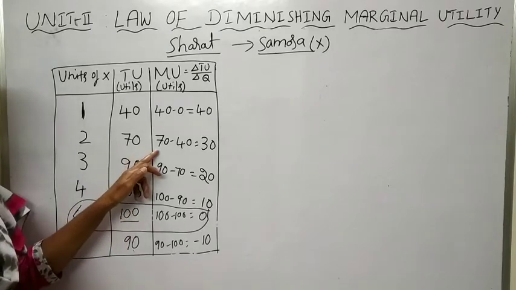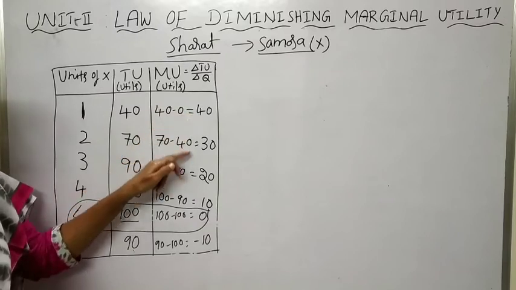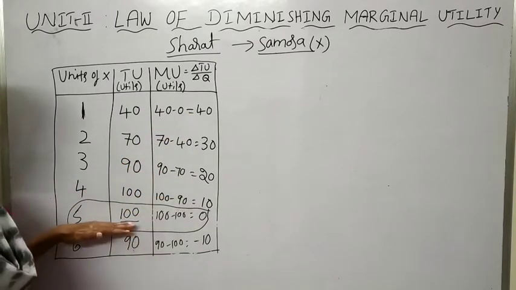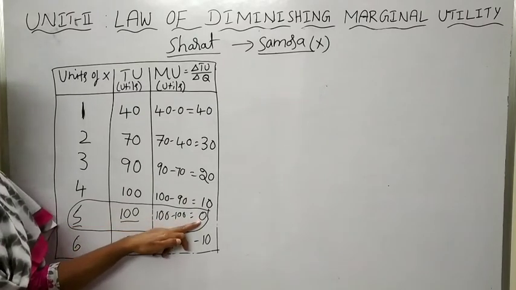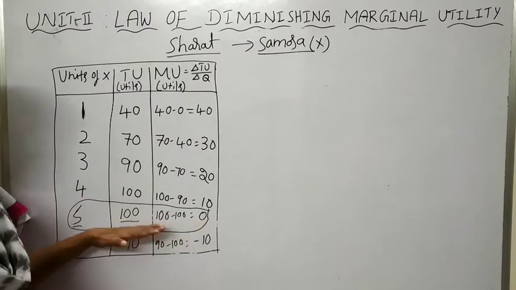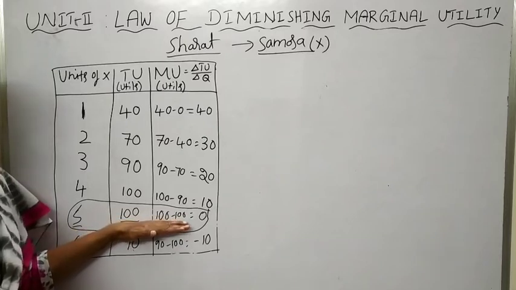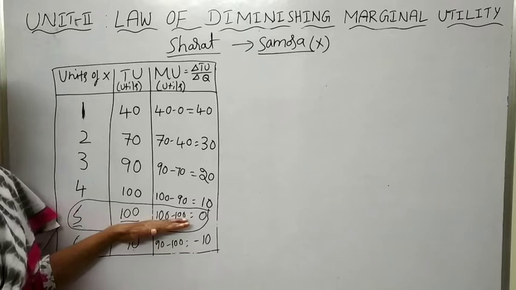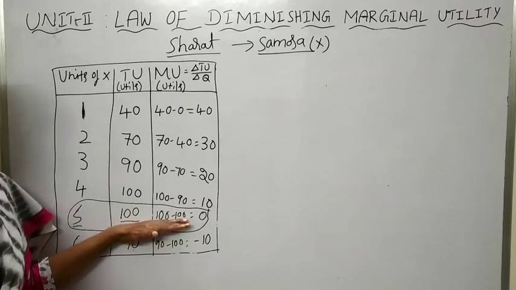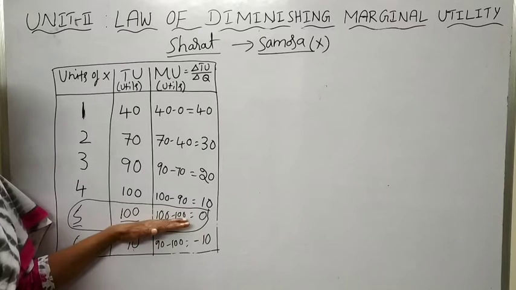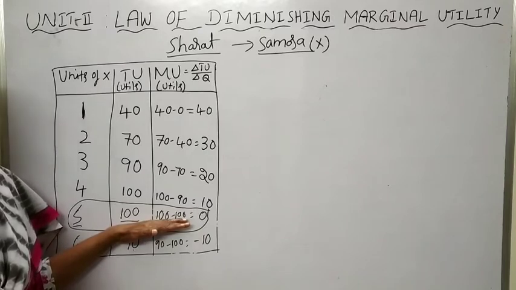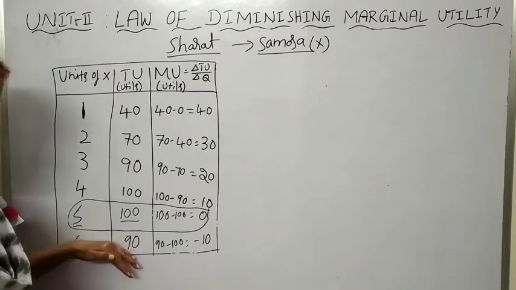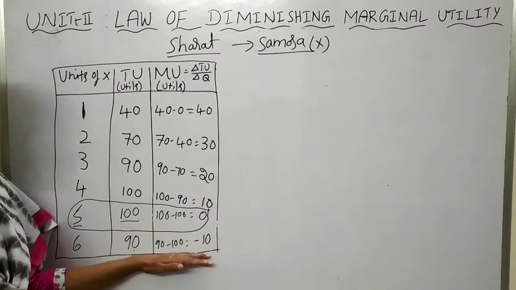And what about the marginal utility? From the start onwards, marginal utility is falling, and wherever total utility is maximum, MU will become 0. Whenever MU becomes 0, it indicates that the consumer is getting maximum satisfaction, so his want towards the commodity is completely satisfied. After that there is no use of consuming additional units. And if the consumer consumes an extra unit, total utility will diminish and MU will become negative.